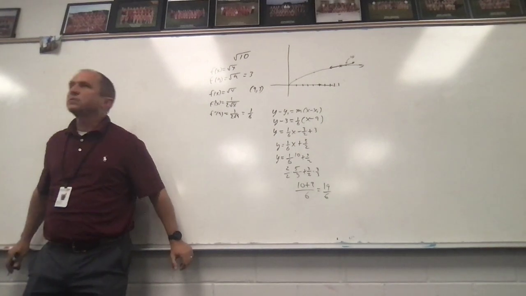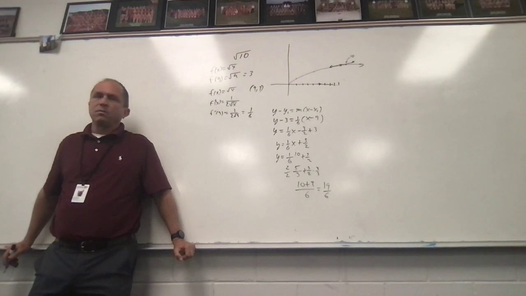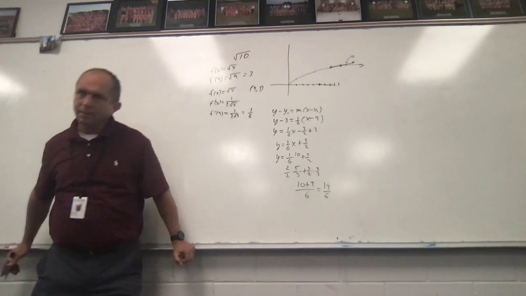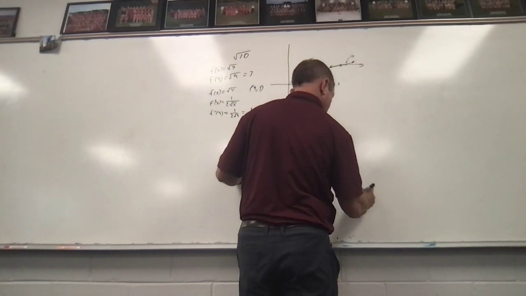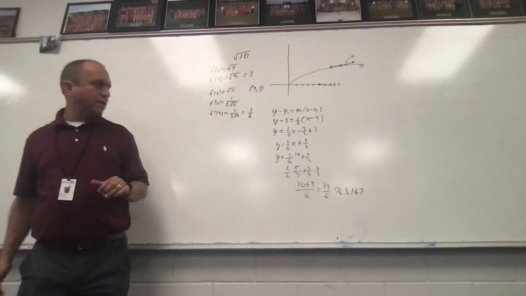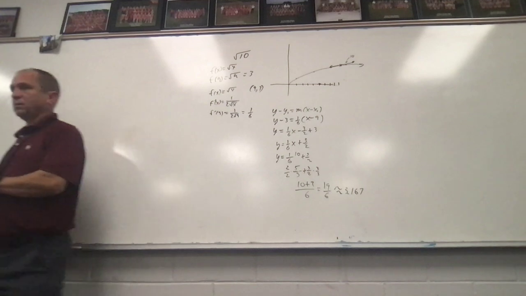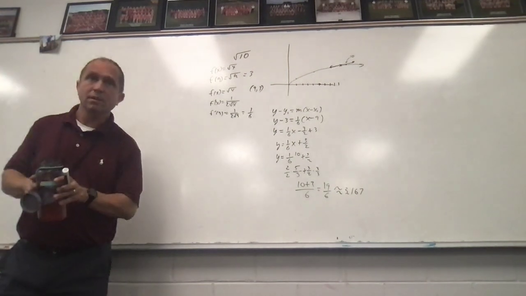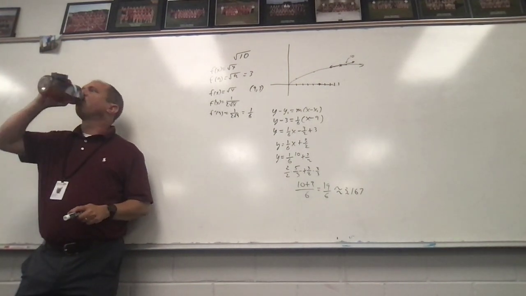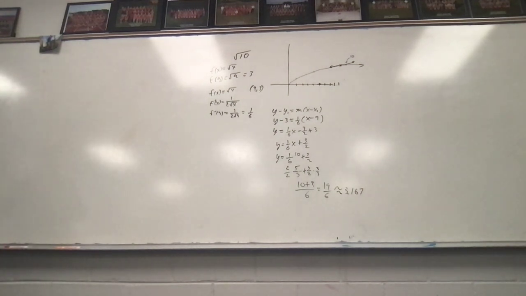Now, what is 19 over 6 approximately as a decimal? 3.1666, repeating. And what is the square root of 10 if you put that in your calculator? About 3.1627. Okay, so they're pretty close. Not a perfect approximation, but a very close one.